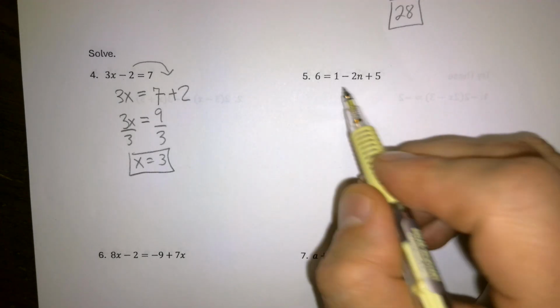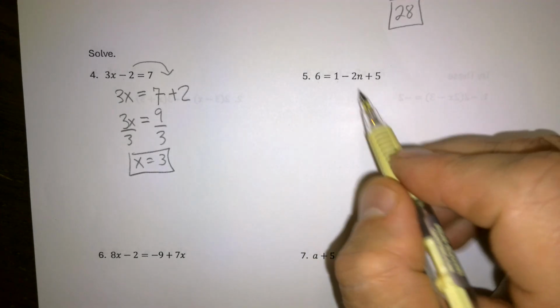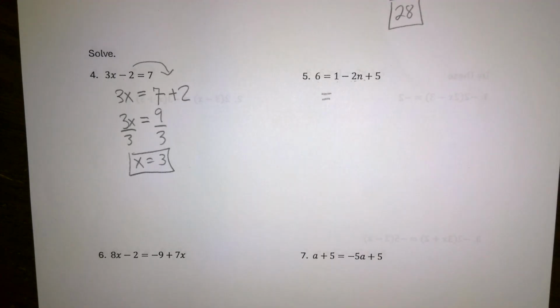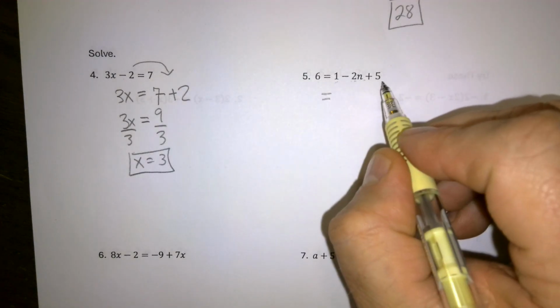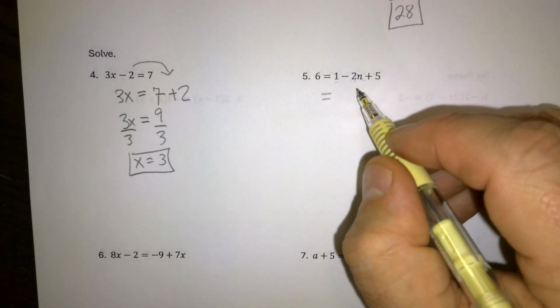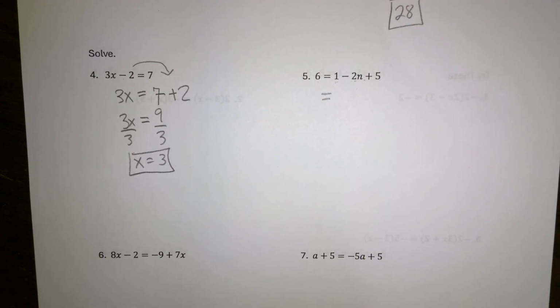Here I have 6, 1, -2n, and a +5. Bring down my equal sign. I can do flipping first. I could do some combining. There's a lot of approaches here. I could flip the 1 and the 5. I could flip those to this side and leave that here. I could flip this over and flip that over. It's the same number of flips either way. I'm going to work it both ways.